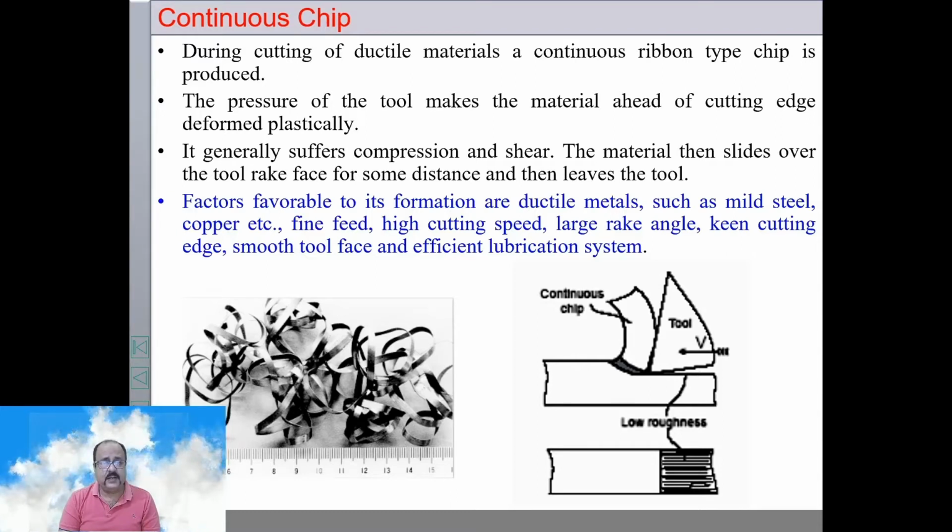Ductile materials like mild steel, copper. Now the feed has to be fine feed. Fine feed means low feed, and cutting speed should be high. That is very important, and rake angles should be large so that the cutting edge is keen, and a smooth tool face. And of course, it is better if it is lubricated. That means cutting fluids are applied between the tool and the workpiece. So these are the conditions under which continuous chips are formed.